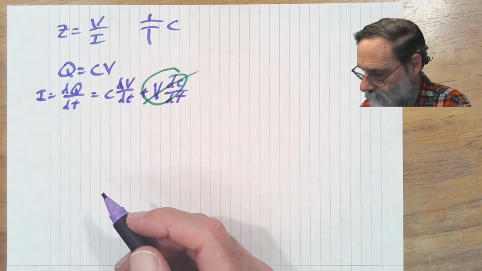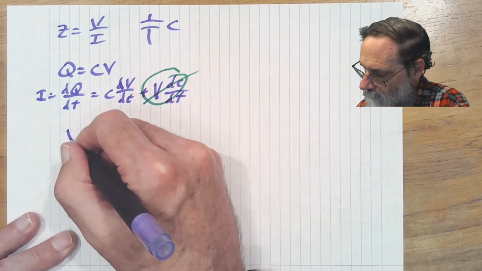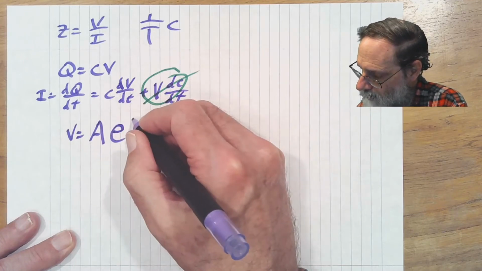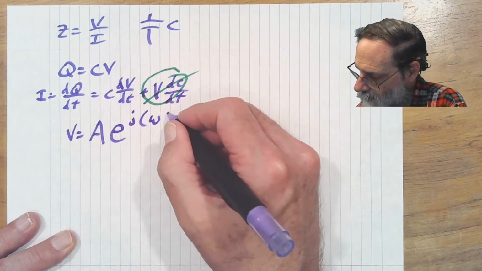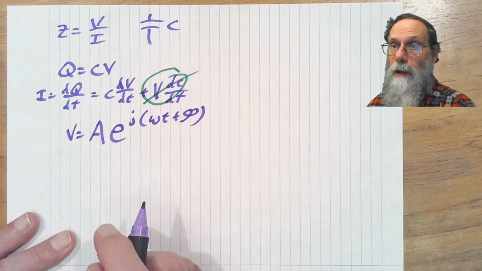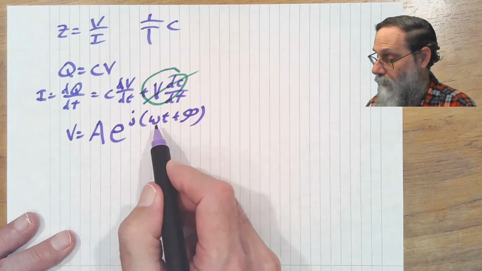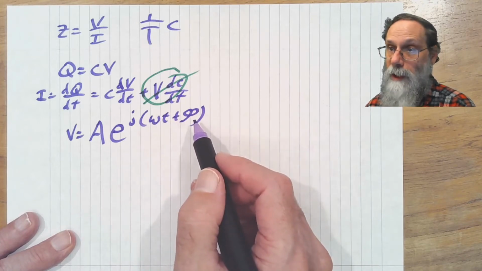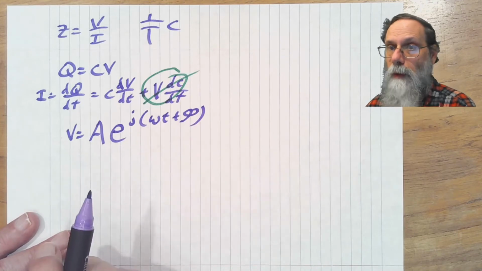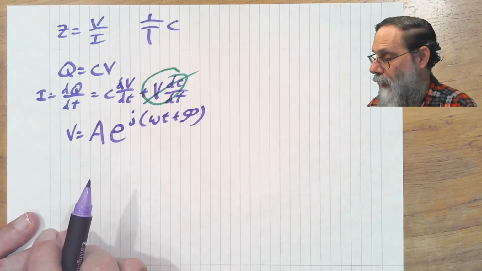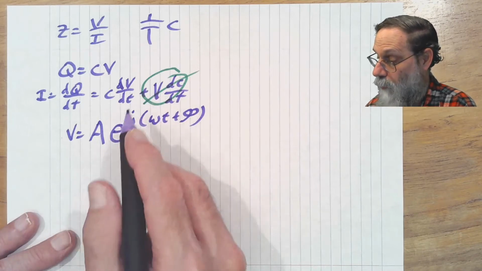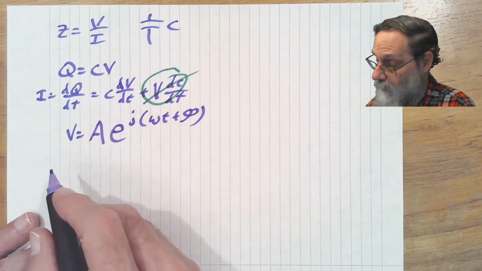So let's say V equals some amplitude A times e to the j(omega t plus phi). This is our canonical generic sinusoid. There's an angular frequency omega, some phase offset at time 0 of phi, and an amplitude of A. Everything there is cool. What is the derivative of this? And more particularly, what's the current? C times the derivative of this.